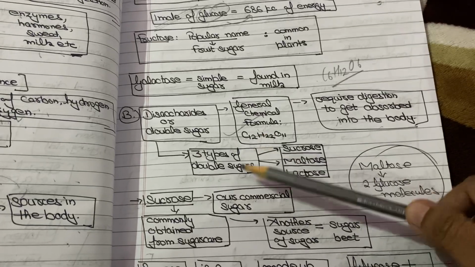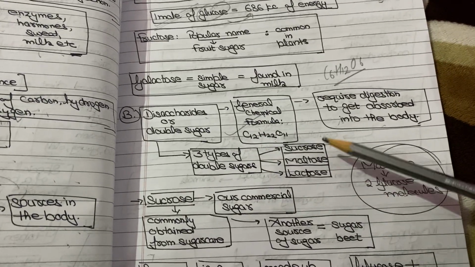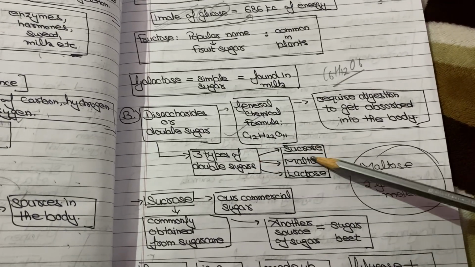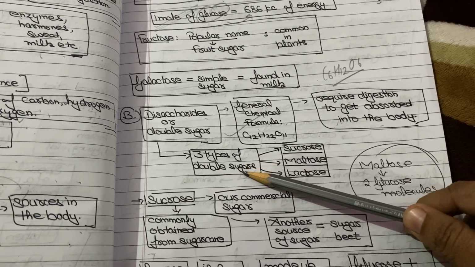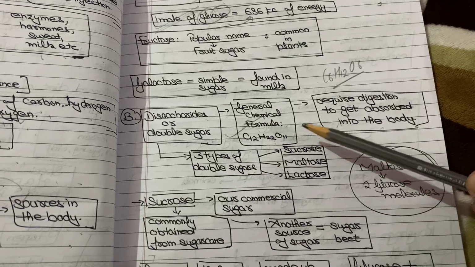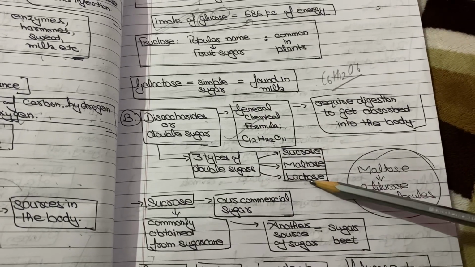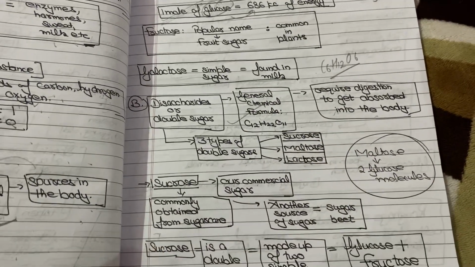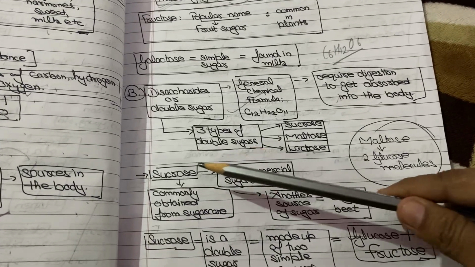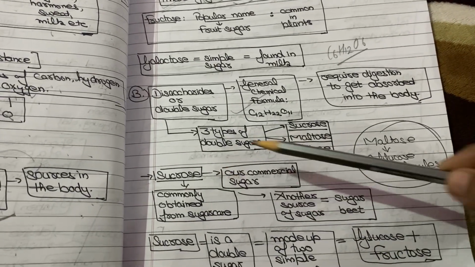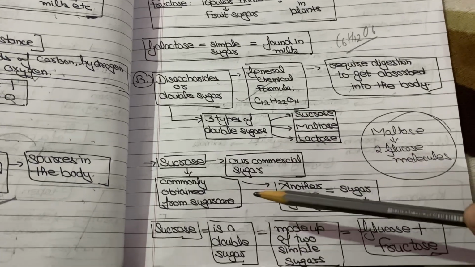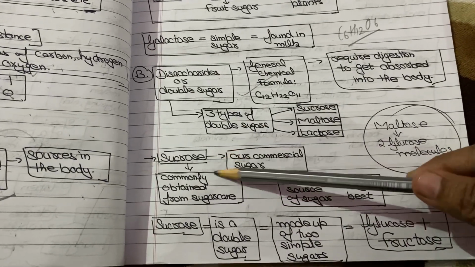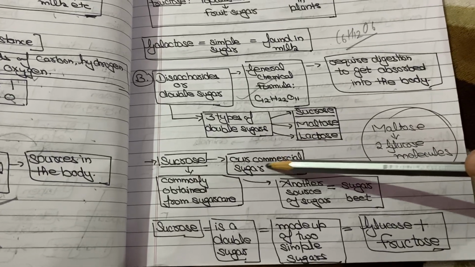There are 3 types of double sugars. Number 1 is sucrose, number 2 is maltose, and number 3 is lactose. Okay, now let's move on to sucrose. Sucrose is commercial sugar. Whatever we use in our home, the white sugar or the brown sugar, is named sucrose. It's a commercial sugar.